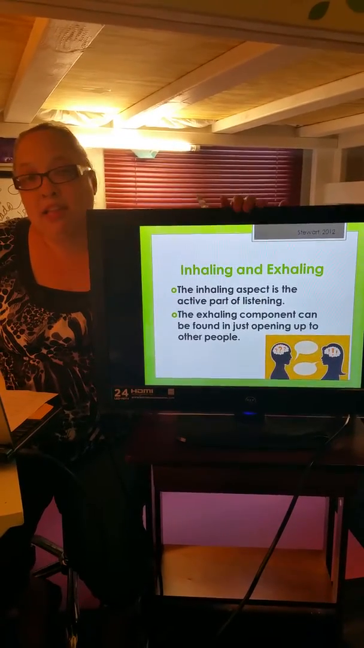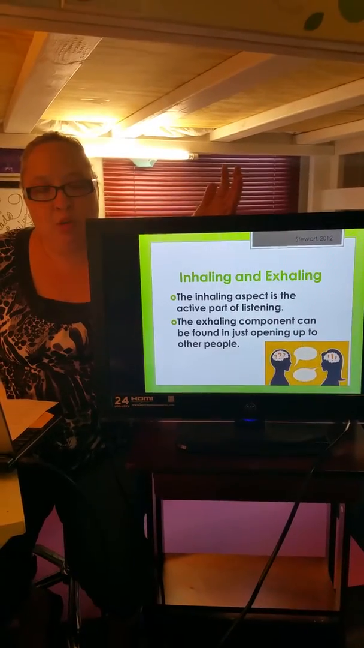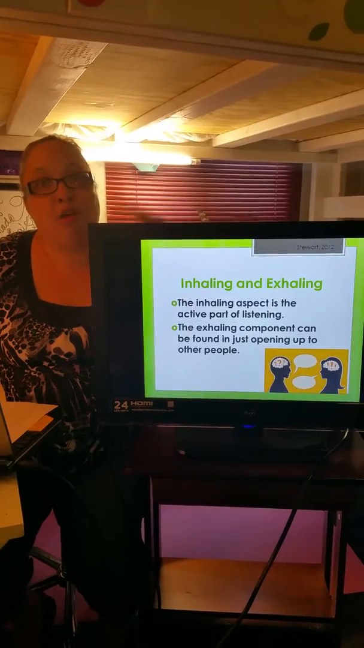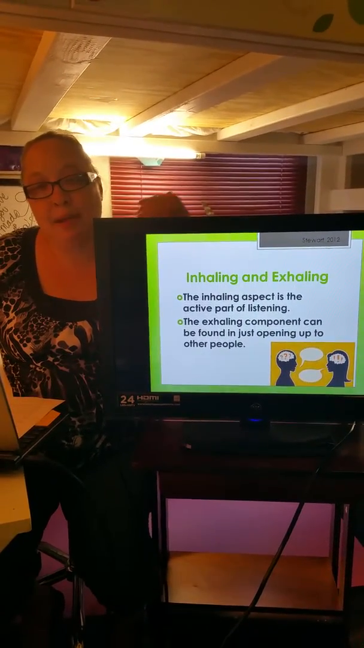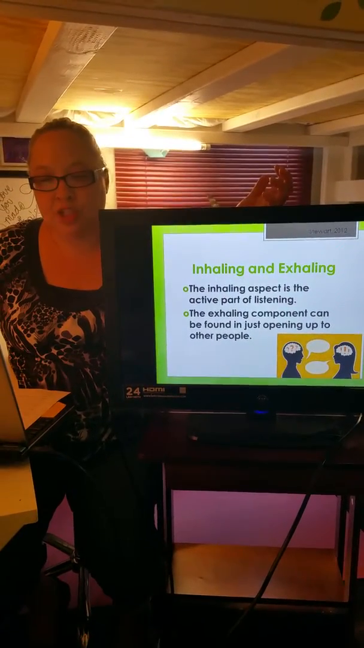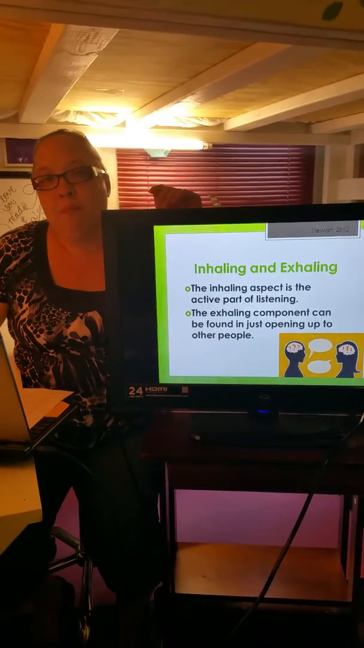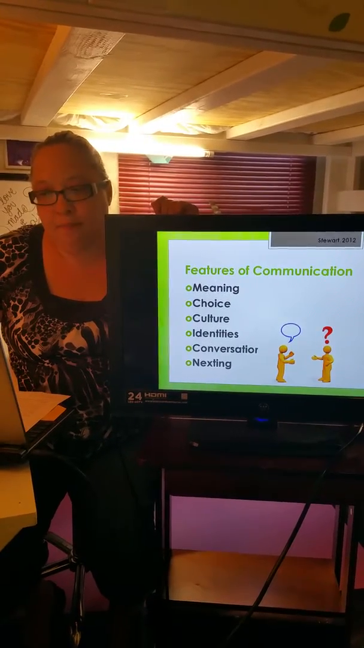The part about inhaling and exhaling is really simple, and it's a good metaphor, if you will, in trying to stay abreast of how you are communicating with people. The aspect of inhaling is just the active part of listening. And then the exhaling is the component that can be found in opening up to other people, and being deliberate in listening to others.